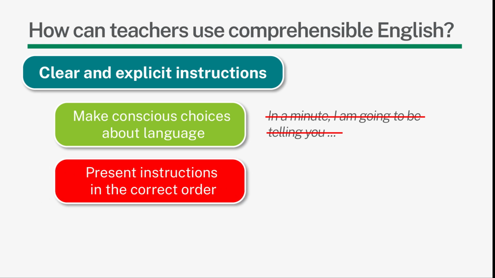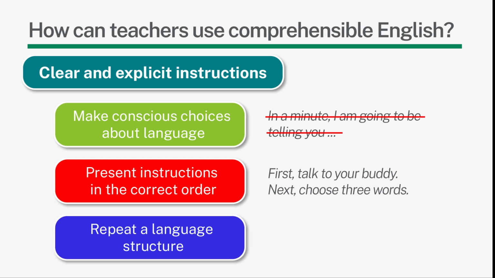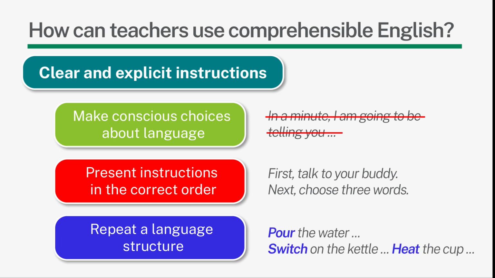Present instructions in the correct order so that the sequence of actions is clear. For example, first talk to your body, next choose 3 words, and so on. Notice that each instruction in this example is short and simple. Repeat a language structure to minimize the amount of language a learner needs to access. For example, use an action verb at the start of each instruction like this. Pour the water, switch on the kettle, heat the cup.